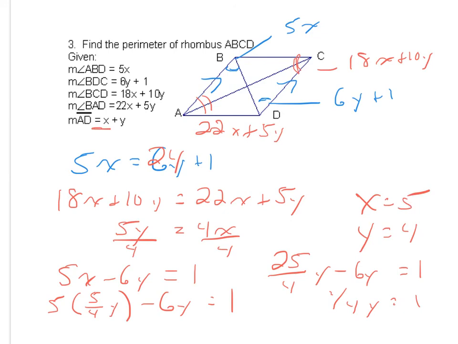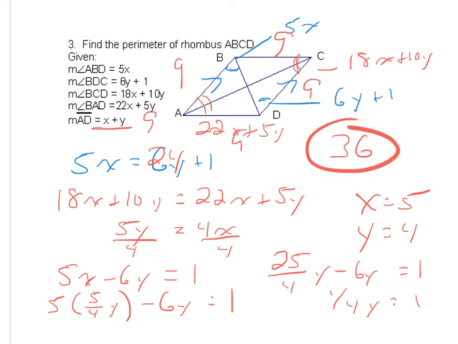So therefore, the measure of AD is x plus y, 5 plus 4, which is 9. Each of those sides are 9 because it's a rhombus. 9, 9, 9, 9. So 36 would be my perimeter.